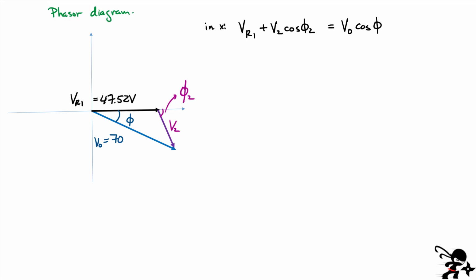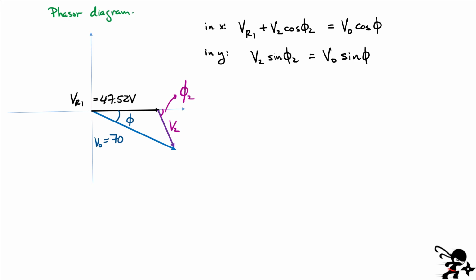We're going to call that the equation in the x direction. In the vertical direction, again, there is no component of VR1 in that vertical direction. So this one's a lot easier, right? You have to have that V2 sine of phi 2 must be equal to V0 sine of phi. Okay, so that's pretty straightforward. The next thing we do now is we solve these equations. Right away, since we know what V0 is, we know what phi is, so really you know a lot of these terms over here.